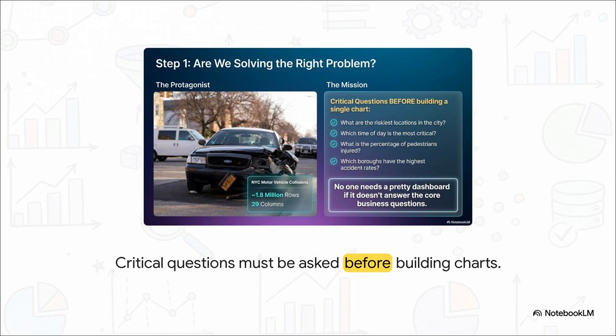What are the riskiest locations in the city? Which time of day is the most critical? What percentage of pedestrians are actually injured? Which boroughs have the highest accident rates? If our data engine beneath the surface isn't built specifically to answer these exact questions, our surface visuals will be completely useless, honestly, no matter how pretty they look.